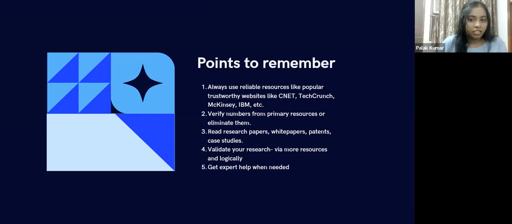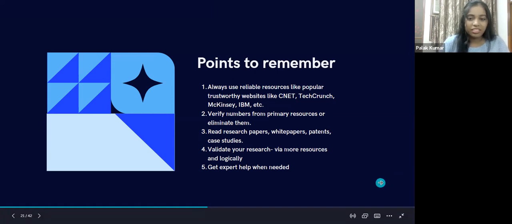Also validate your research. You can do it through reliable resources, or you can check multiple websites and sources. Also logically, if something does not make sense to you, just don't add that.